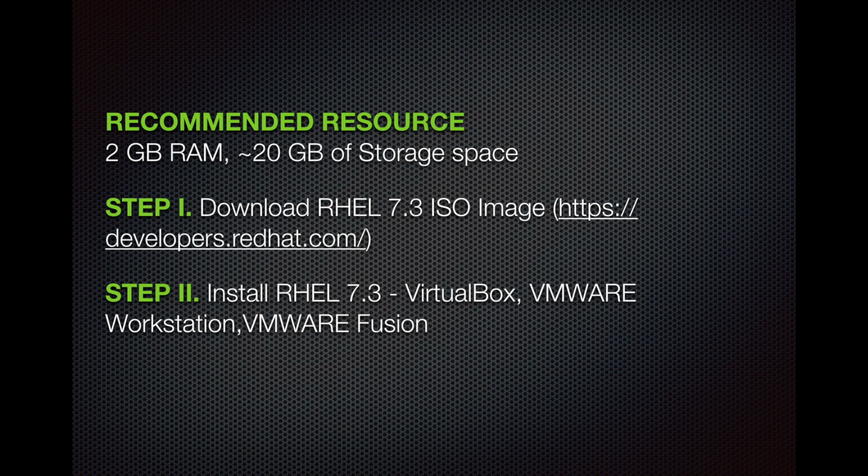1. Download Red Hat Enterprise Linux 7.3 ISO image from the given URL. And 2. Install it on your workstation using any of these virtualization techniques. For example, VirtualBox, VMware Workstation, or VMware Fusion. I have used VMware Fusion on my MacBook to perform this installation.